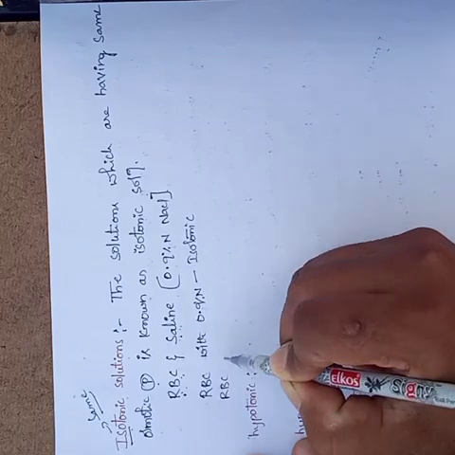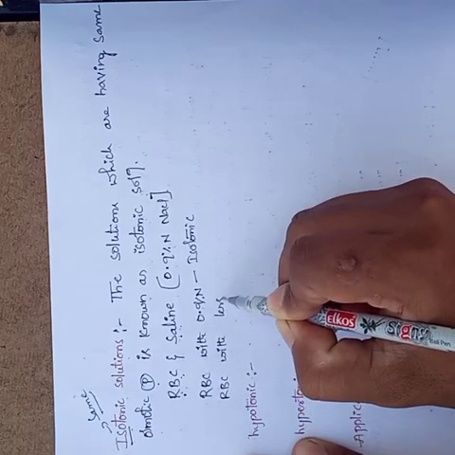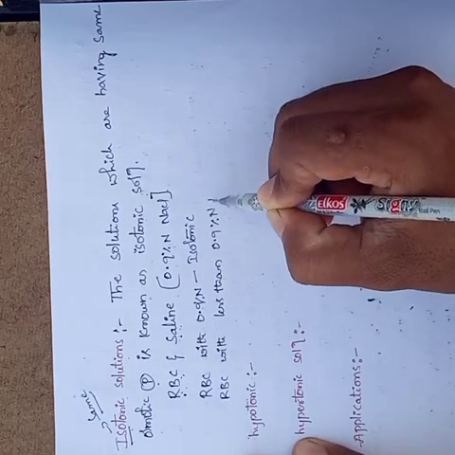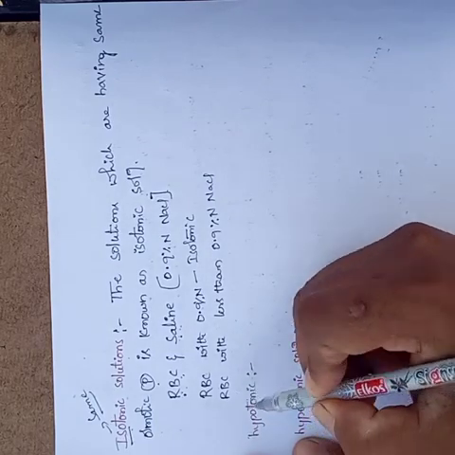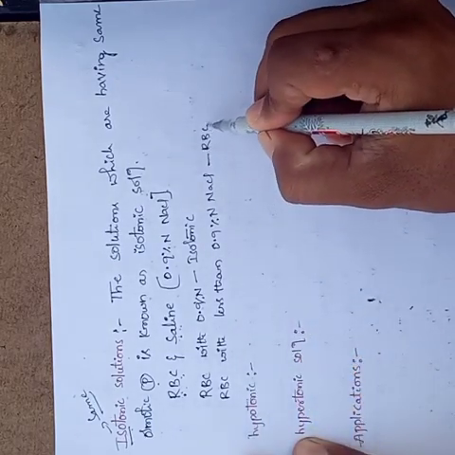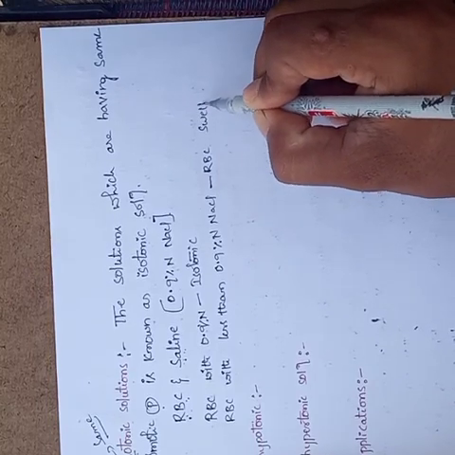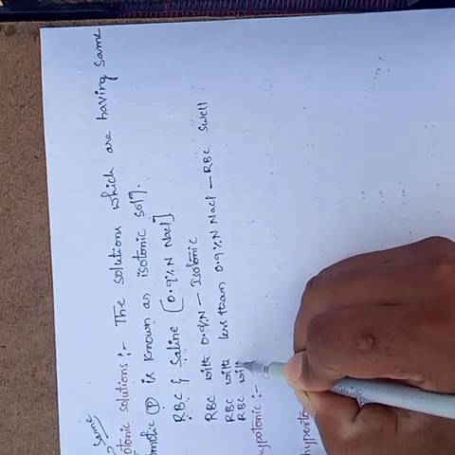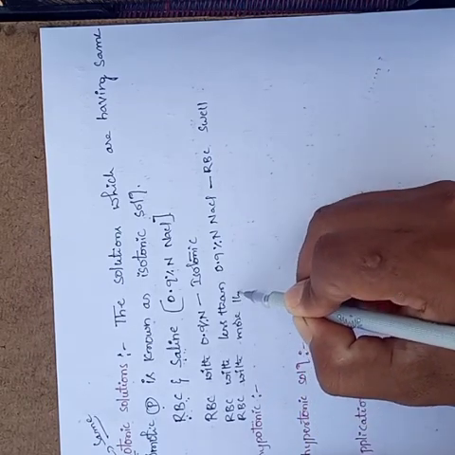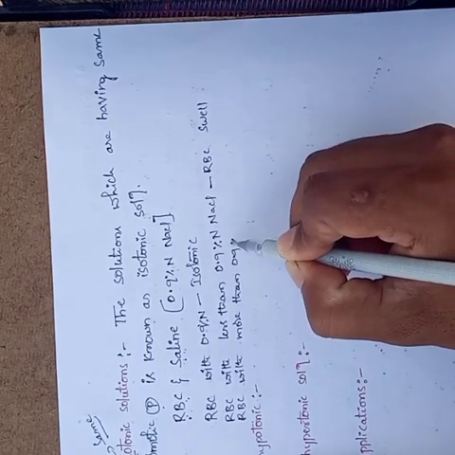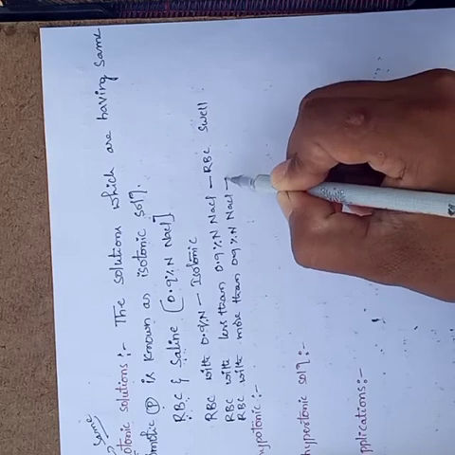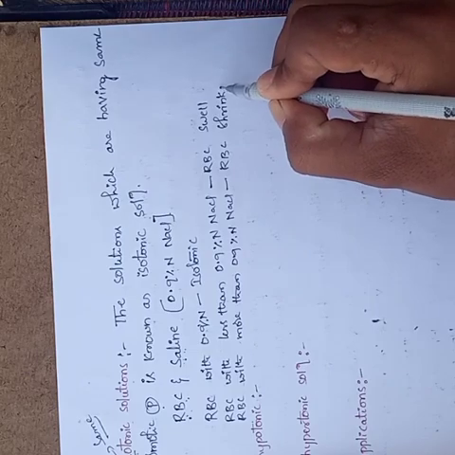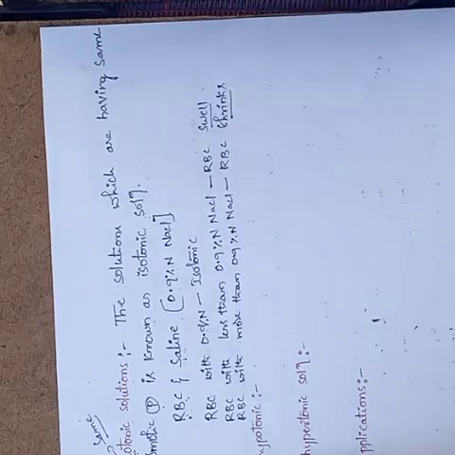When RBC cells are in less than 0.9% normality of NaCl, what happens? RBC cells will swell. And when RBC cells are in more than 0.9% normality of sodium chloride, what happens? RBC cells will shrink, meaning the size becomes less, and here the size becomes large.